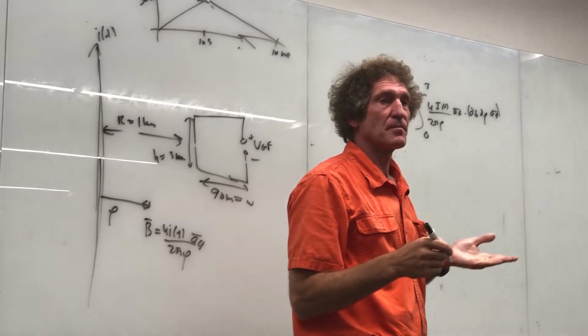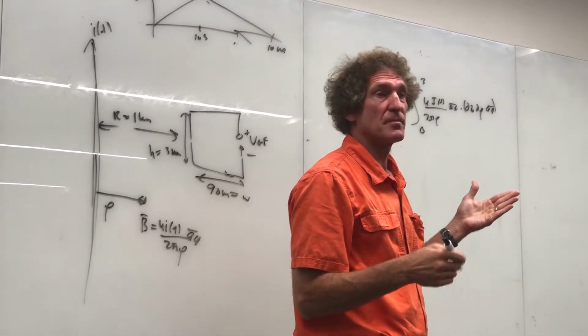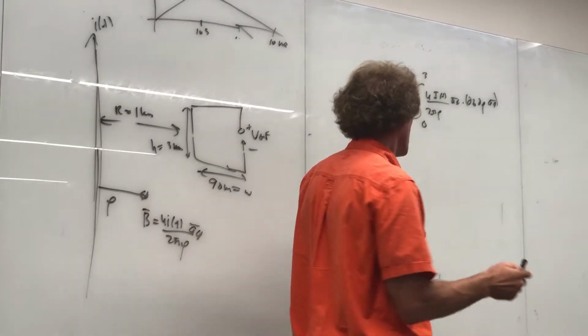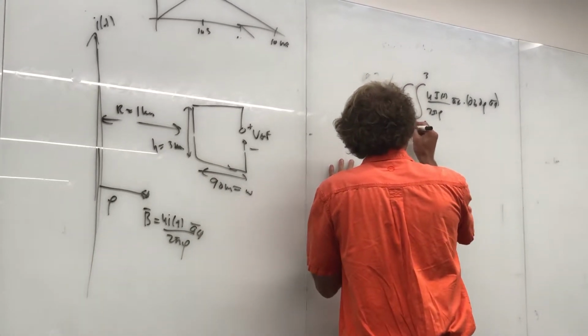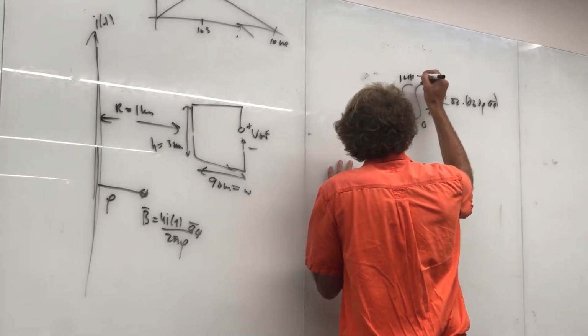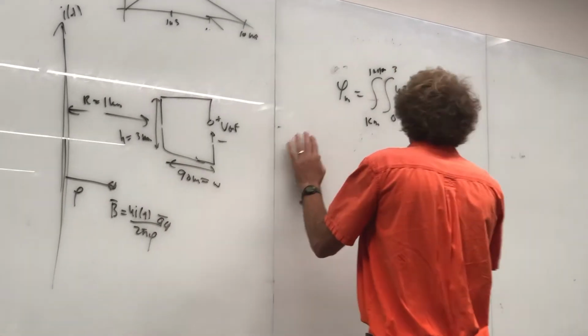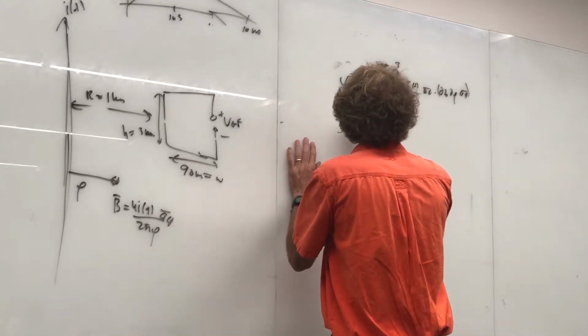Now take a look at that. Rho is a radial distance. Where does it go from? 1 kilometer. Well, it starts at 1K, very good, to 1K plus 90 meters, right? If that's the case, correct? So that means that's going to be the magnetic flux.